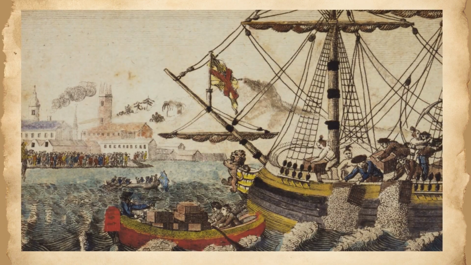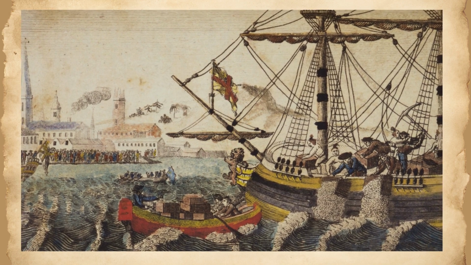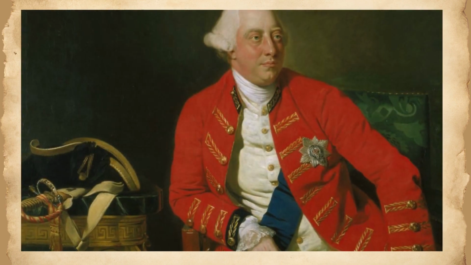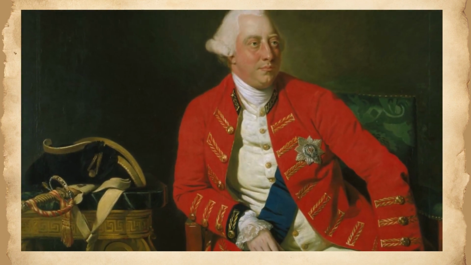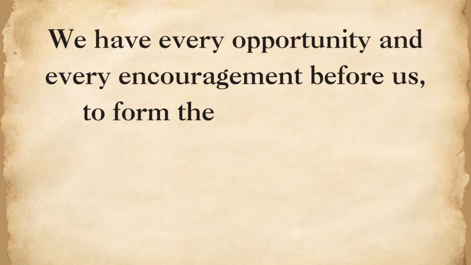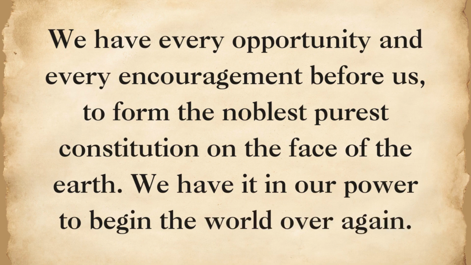Paine took these ideas a step further, arguing that the British monarchy had violated the social contract by denying the colonists their natural rights. He condemned the system of hereditary rule as inherently unjust, corrupt, and incompatible with the principles of self-government. In Paine's view, the time had come for the colonies to break free from the shackles of tyranny and establish a new government based on the principles of republicanism and popular sovereignty.